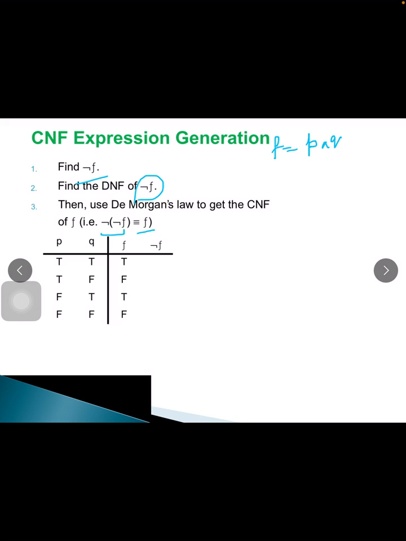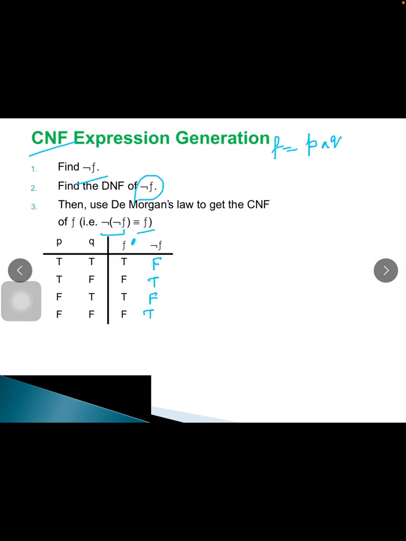Suppose we have the two variables P and Q, and these four truth values are here. Our F is any given compound proposition, right? Suppose our F is true, false here. To find the CNF, first we need to find the negation of this. So what will be the negation of F? If you have true, it becomes false, then it becomes true, that becomes false, and false becomes true. So this is your negation of F.